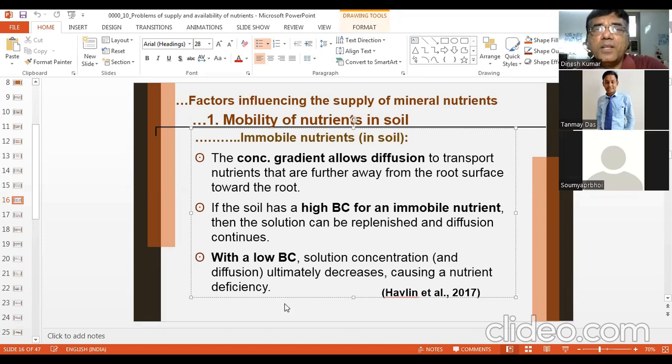So this is a property of the soil. Buffering capacity means to resupply. Buffering means resupply the nutrients into the soil solution.